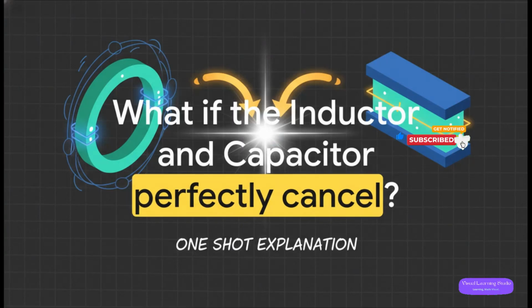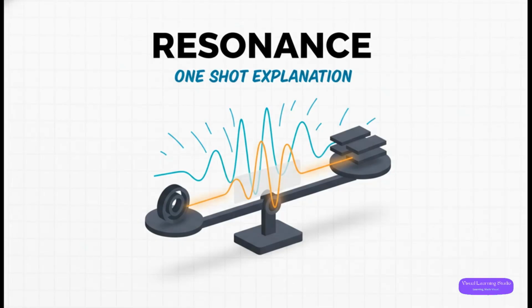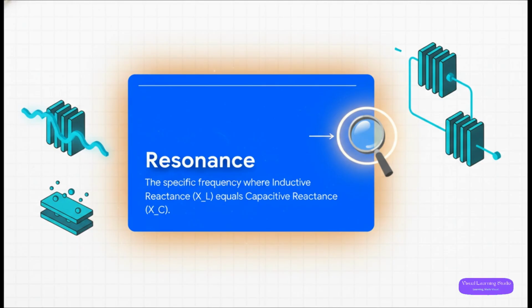But here's where it gets really interesting. What if their effects canceled each other out perfectly? That perfect balance? Well, it has a name. Resonance. It's a magic frequency for the circuit. At this one frequency, the inductor and capacitor's opposition just disappears.